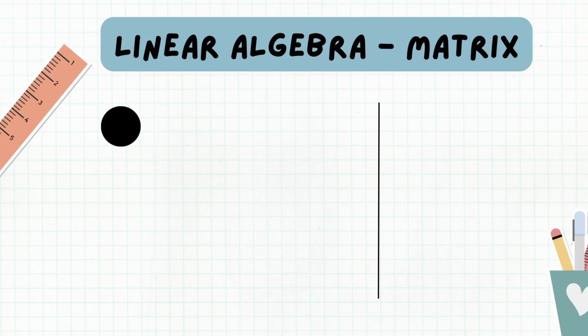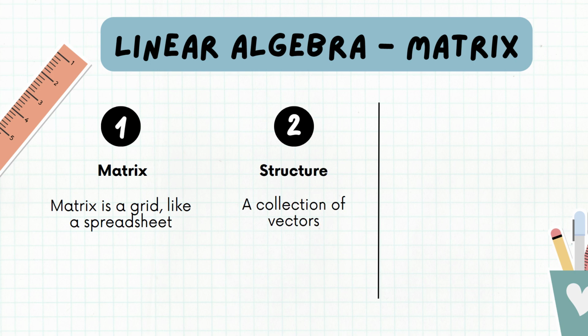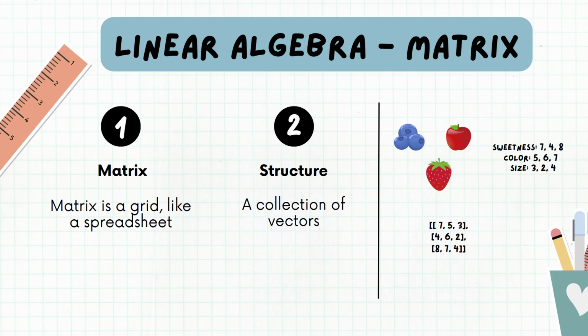If a vector is a list of numbers, a matrix is a grid. It is a collection of vectors like a table of numbers. Let's say you are tracking three fruits, each with three characteristics: sweetness, color, and size. You could store all that information in a 3 by 3 matrix as you see here. Each row is a vector. Together, they form a matrix. This is how data is structured in AI, especially when it is fed into models.